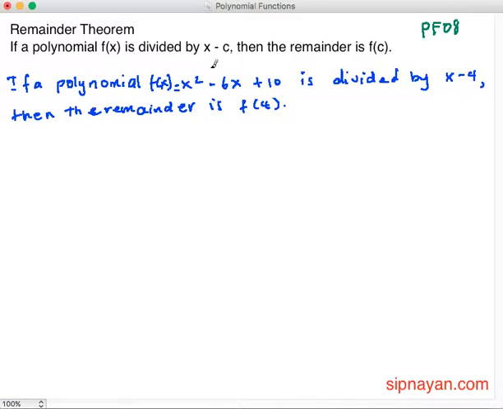Kung napanood niyo yung video natin na PF08, sabi natin we have to find the value of c, no? Para makuha natin yung f of c. Ano ba yung f of c na yan? Yung c is yung value ng i-divide dito, x minus c. Ito x minus 4. So, meron tayong x pareho, meron tayong minus pareho. Therefore, c is equal to 4.